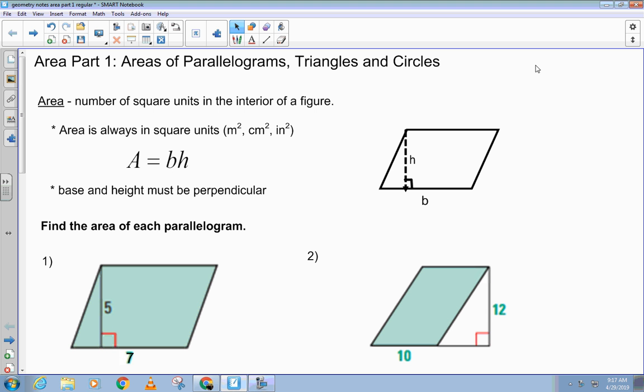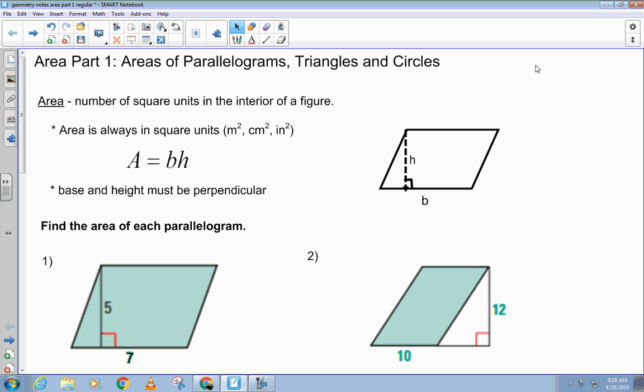About area today, and we're talking first of all about parallelograms, triangles, and circles. That's what we're going to talk about today. Tomorrow we're going to do some other shapes, and then Wednesday is even another shape. But when you talk about area, it's different than perimeter. We talked about perimeter in here, okay? And perimeter is the length around the outside of an object.